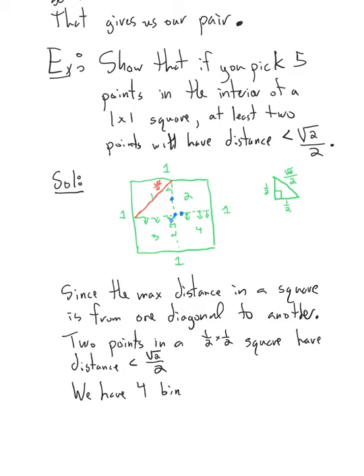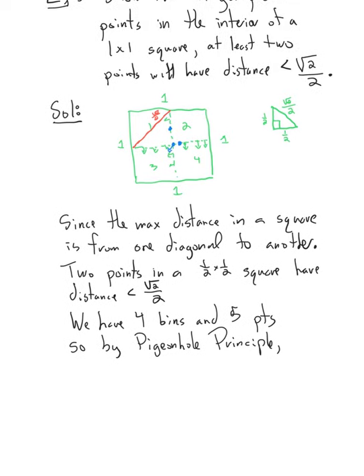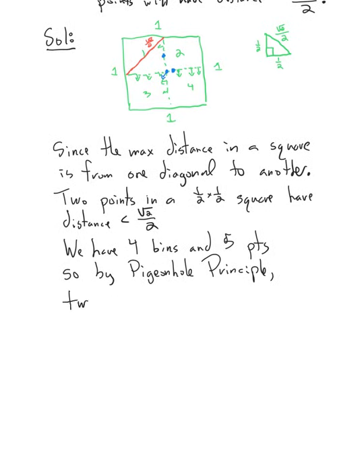Each of these squares, and 5 points. So by the Pigeonhole Principle, two of these points must lie in the same bin. So that's a cool one. I like that example. All right, let's do one more.